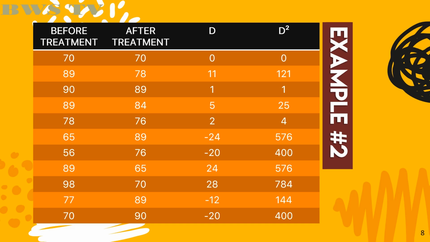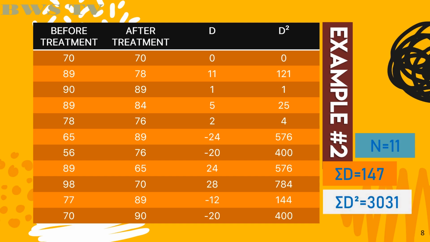So we have to find the n, which is very easy. Just need to count how many observations there are. So the n is 11. And since we already have all these values in the D column, we can now find the summation by adding all of them, which is the summation of D equals 147. And we will do the same thing to the next column, which is the D squared. So just add all the values, and the summation of D squared equals 3031. Remember those values, okay?